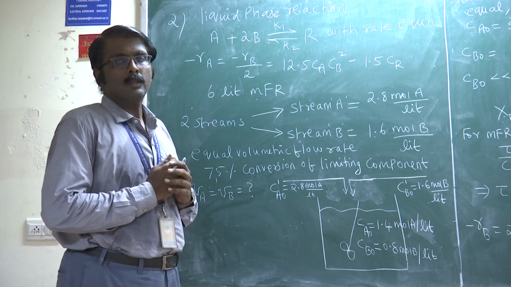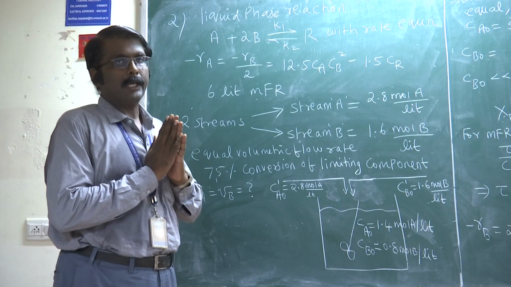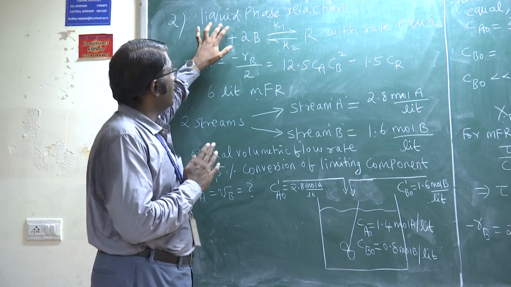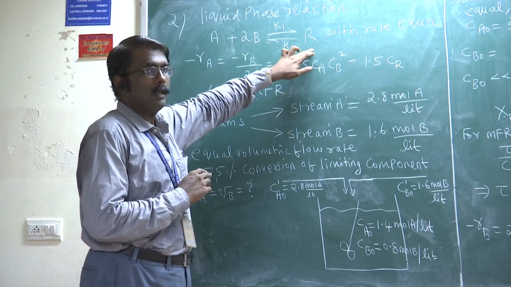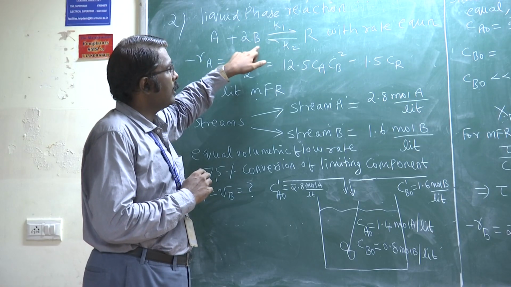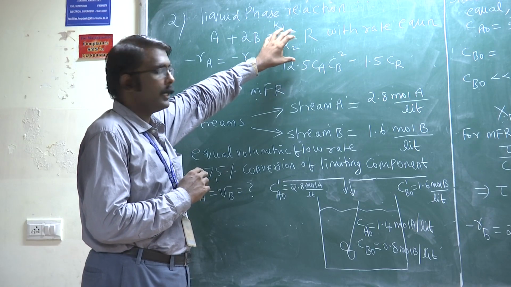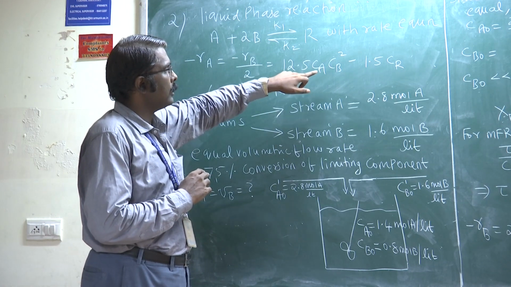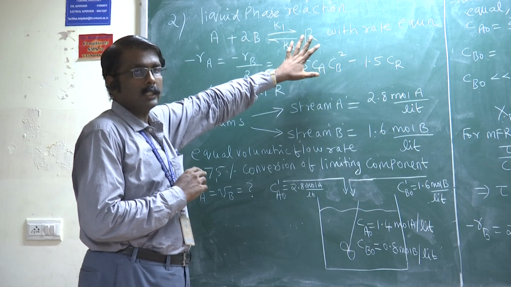For that, I have taken a problem which comprises a liquid phase reaction. The statement of the problem is given in a simplified format here. The reaction is a liquid phase reaction. The stoichiometry is A plus 2B giving R. So 1 mole of A reacts with 2 moles of B to give 1 mole of R. This stoichiometry has the rate equation -rA = -rB/2 = 12.5 CA CB^2 - 1.5 CR. So the stoichiometry is given along with the rate equation.